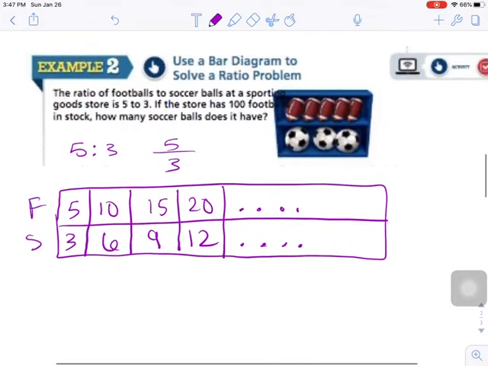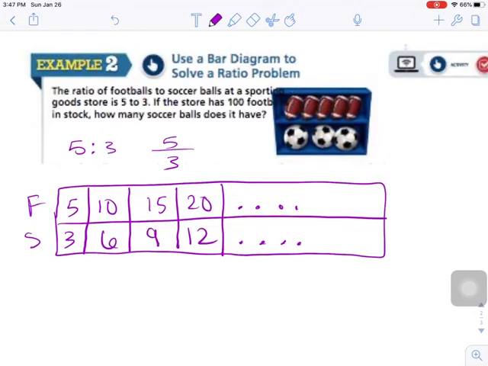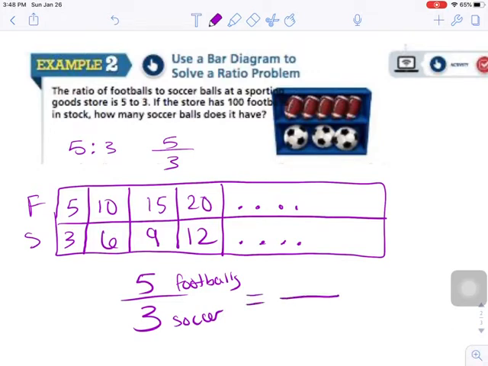The other way that we can do this is through cross multiplication. So if we have our fraction form, we have 5 to 3, with footballs on top and soccer balls on the bottom. We want to set this equal to our second ratio. In our second ratio, we know we have 100 footballs, and since footballs are on top, we put 100 on the top. And on the bottom, we don't know how many soccer balls there are when there are 100 footballs.